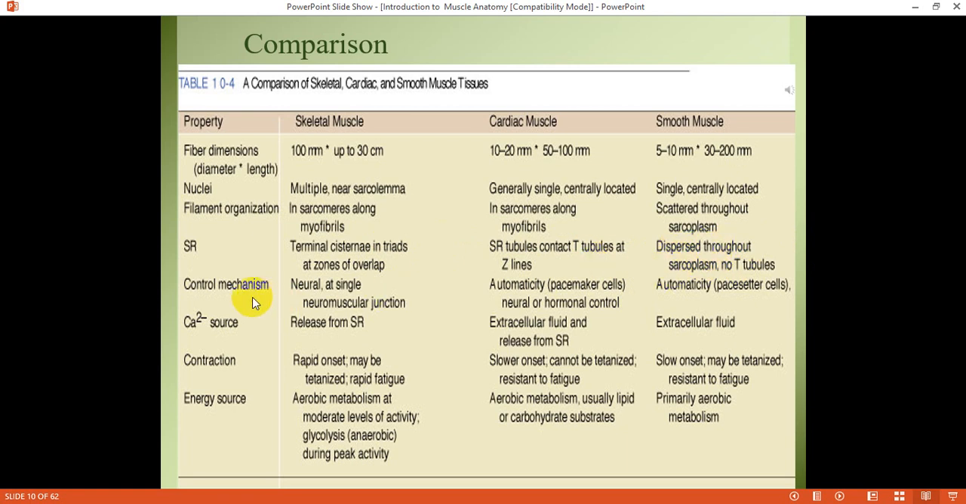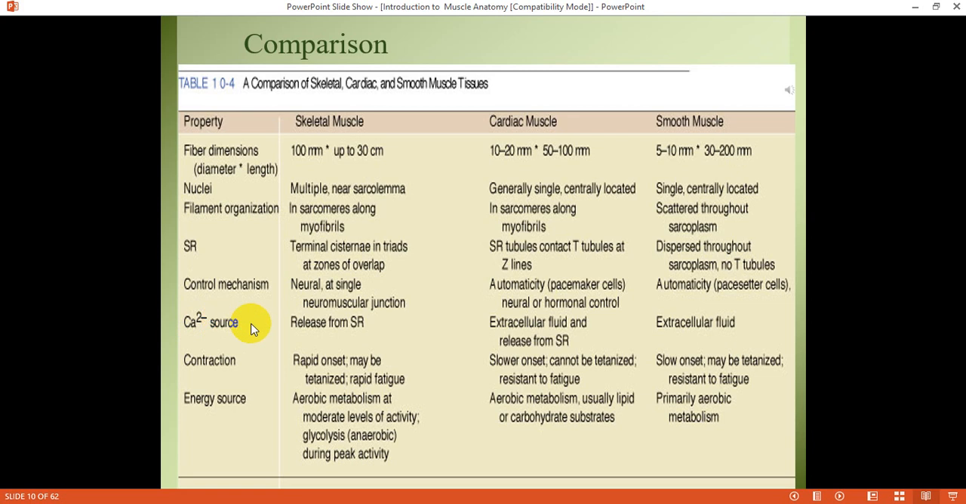Neural control of the skeletal muscle is through the somatic system, and we can observe the neuromuscular junctions at single skeletal muscle fiber level. Then the control of cardiac and smooth muscle is via the autonomic nervous system, and cardiac muscles are also controlled by their own conducting system and modified by the autonomic nervous system and hormonal control.